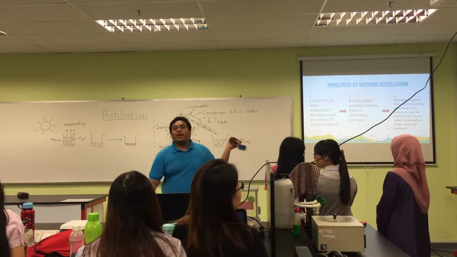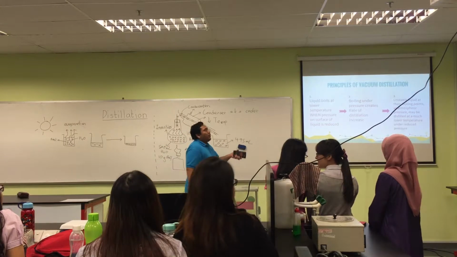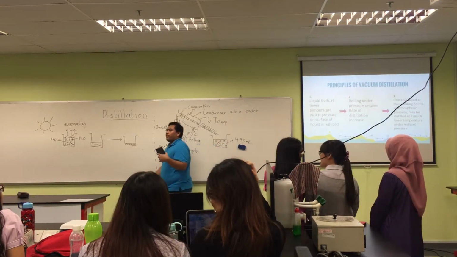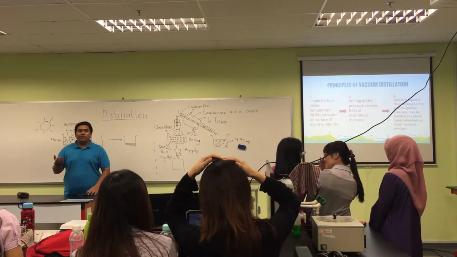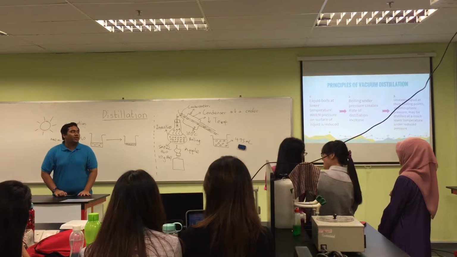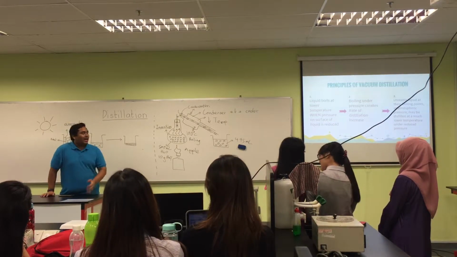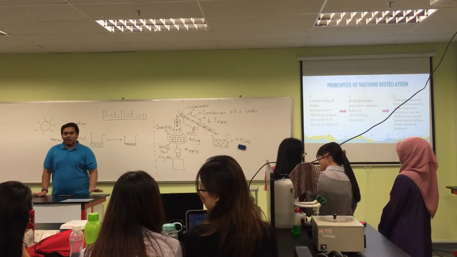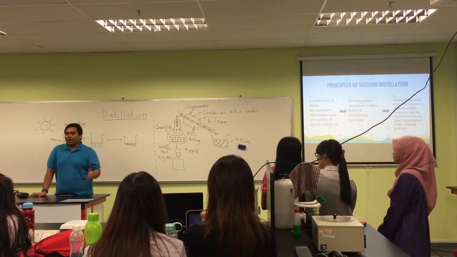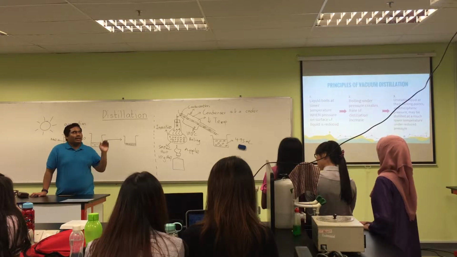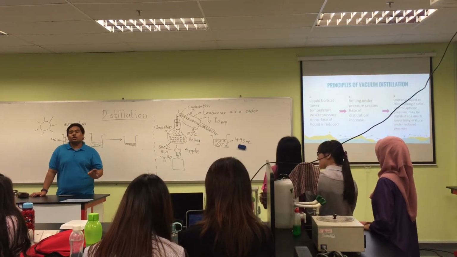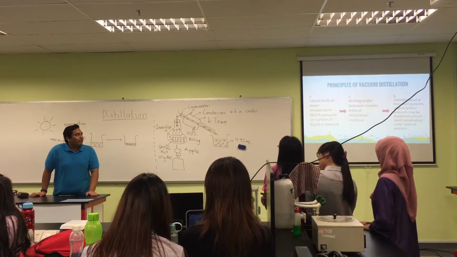Okay, this is the principles of vacuum distillation. Liquid will boil at lower temperature. As we know, if we decrease the pressure of a certain liquid, we can decrease the boiling point of the liquid. So vacuum distillation is used for compounds that have a higher boiling point, that tend to decompose at atmospheric pressure and at their boiling point.